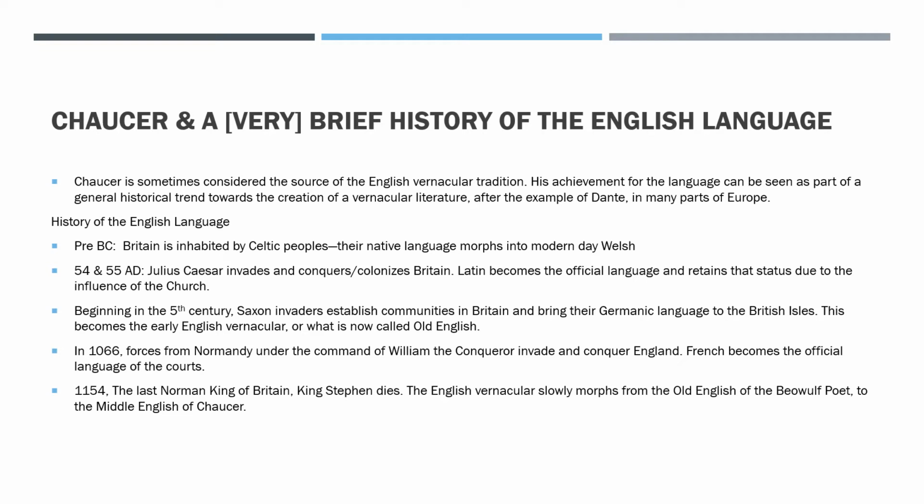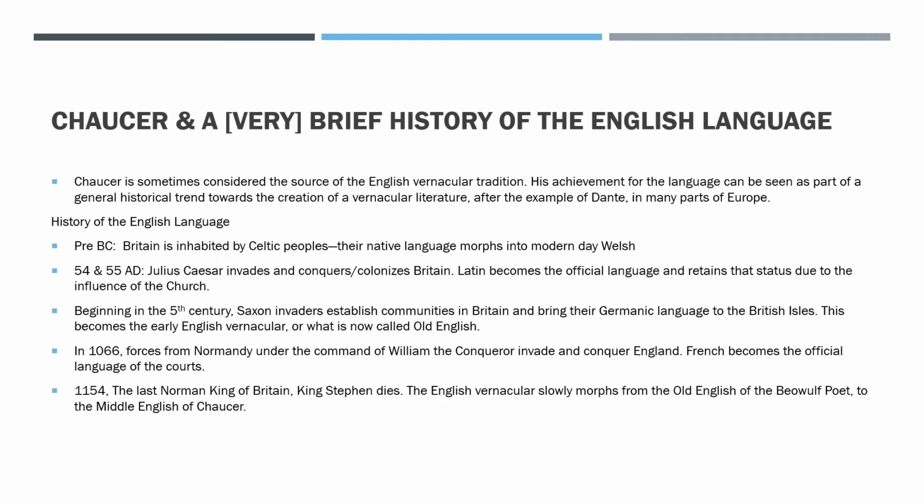Interestingly, though, Britain's history is a history of invasion. Nowadays, we kind of think of them as a colonial power who invaded other countries, but in the early days, Britain, the island itself, was constantly being invaded. And it begins, well, from what we know, it begins in 54 and 55 AD with Julius Caesar, who invades and conquers and eventually colonizes Britain. And thus Latin becomes the official language, and it retains that status because of the influence of the church. And that status basically remains up to Chaucer's day, okay?